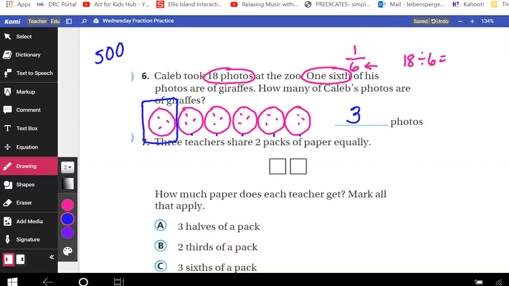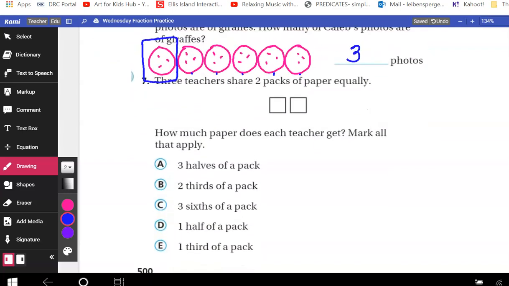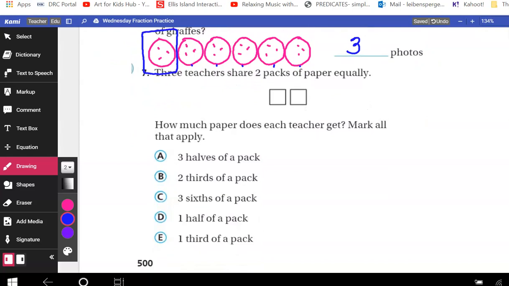Okay, let's go down to number 7. For number 7, we're going to be working with equal shares like we've practiced. So I want you to pause the video and see if you can divide this up. We have 3 teachers and they're sharing 2 packs of paper equally. And this is one of those mark all that apply.